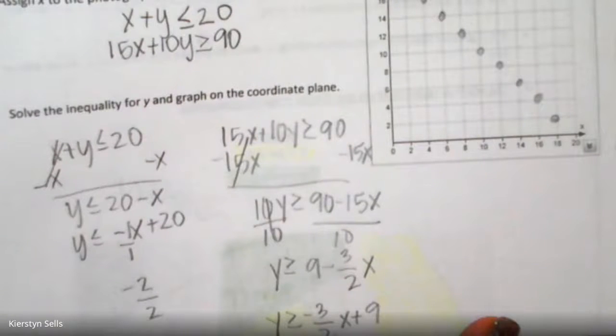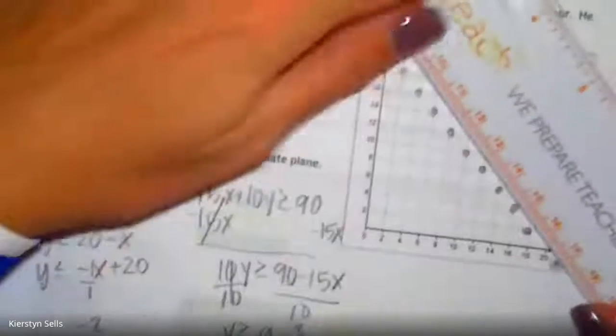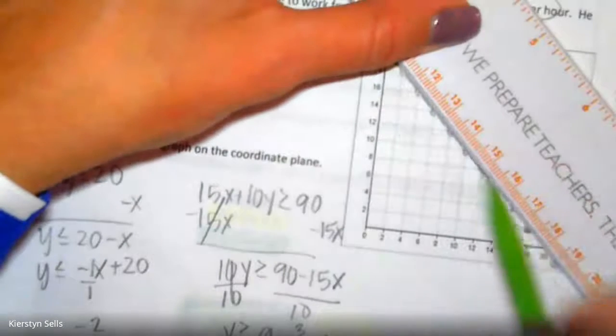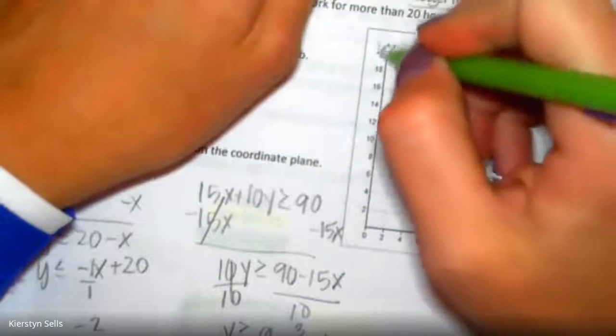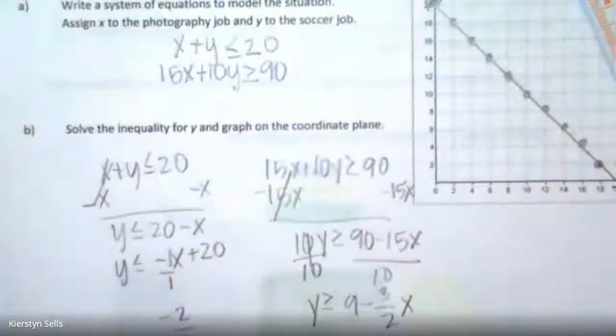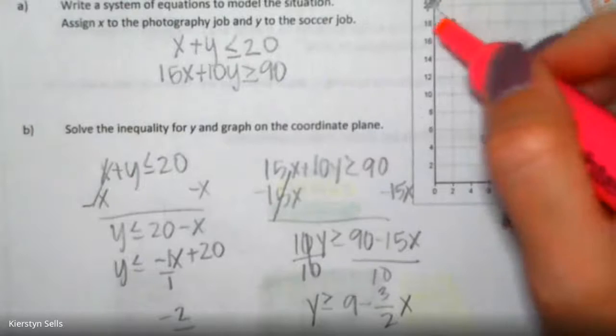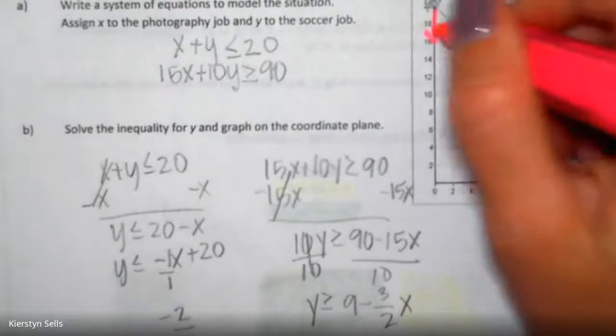Would this be a solid line or a dashed line? Do I shade above or below? Below. So I'm going to go from my y-intercept down. So it's this side.